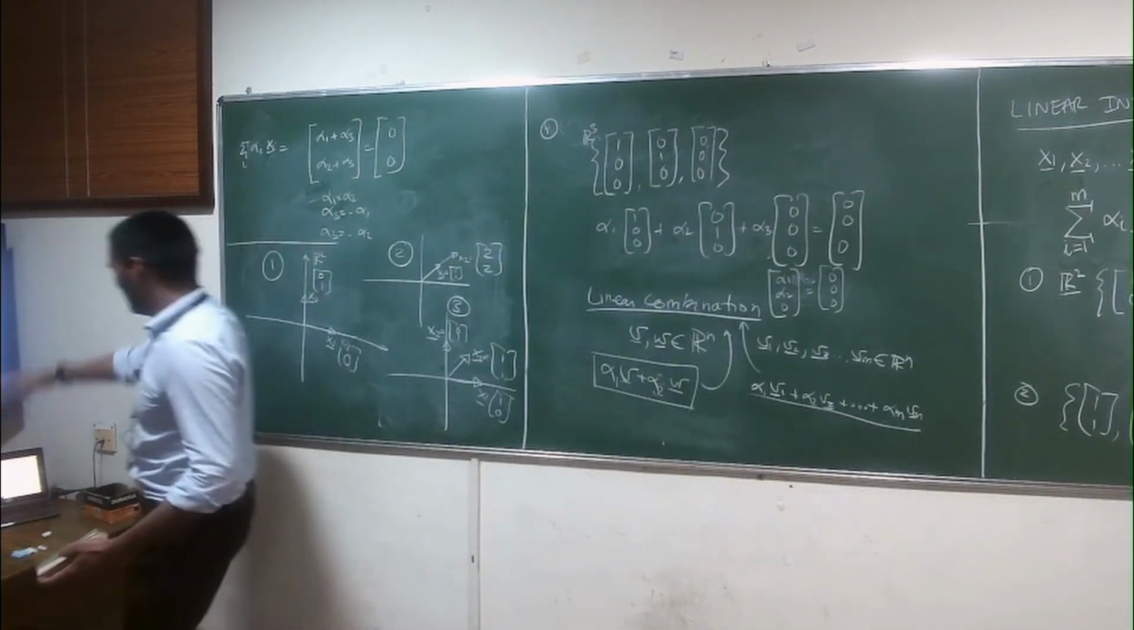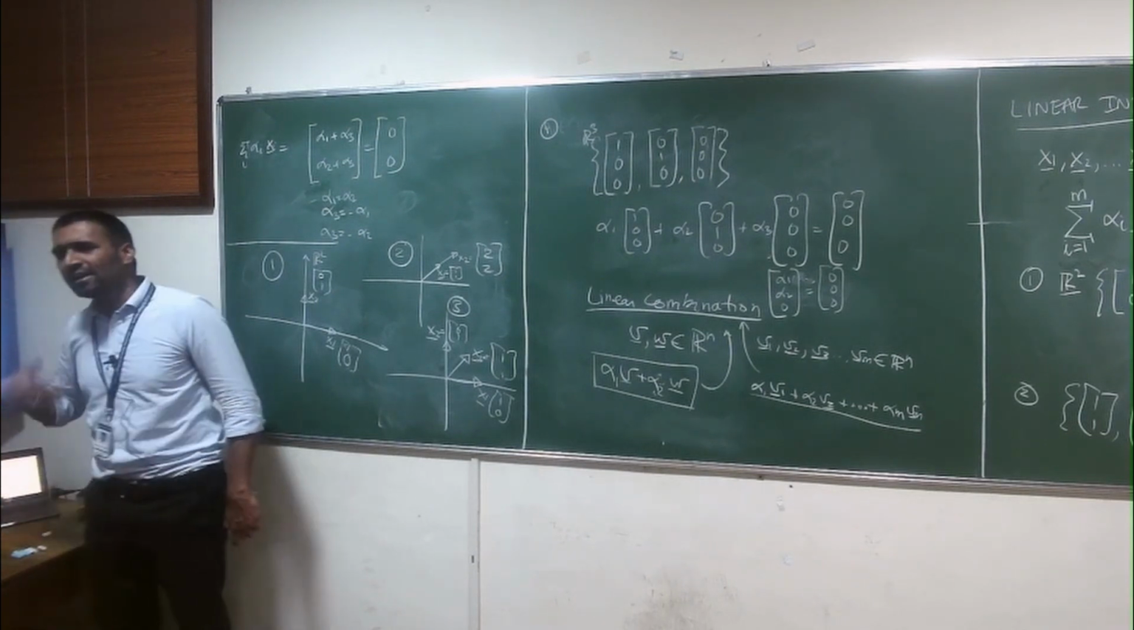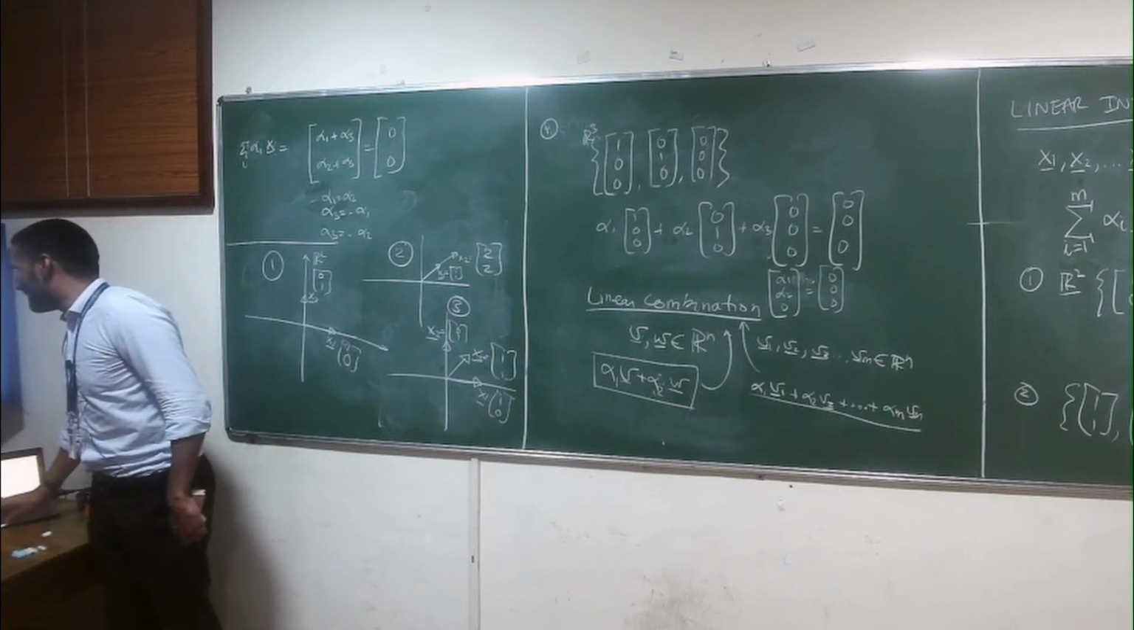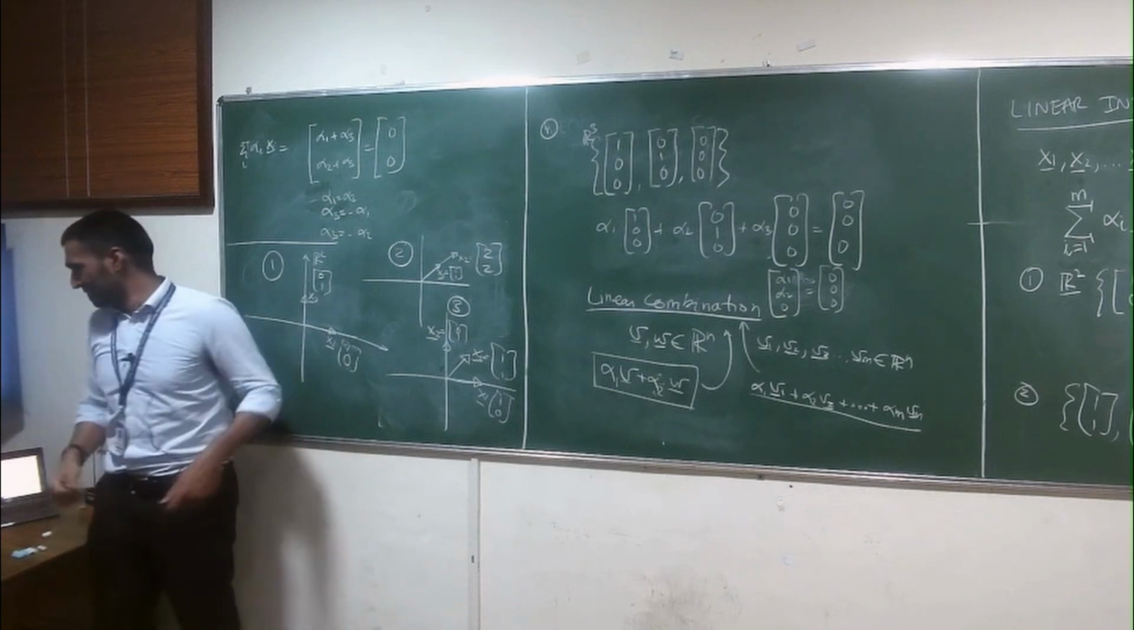And that's what is stated here. I won't go into the details. Whenever you have a linearly dependent set, at least one of the elements in the set can be expressed as a linear combination of other elements in your set. That's what this expression says. But if you have a linearly independent set, you can never express one of the vectors as a linear combination of another.